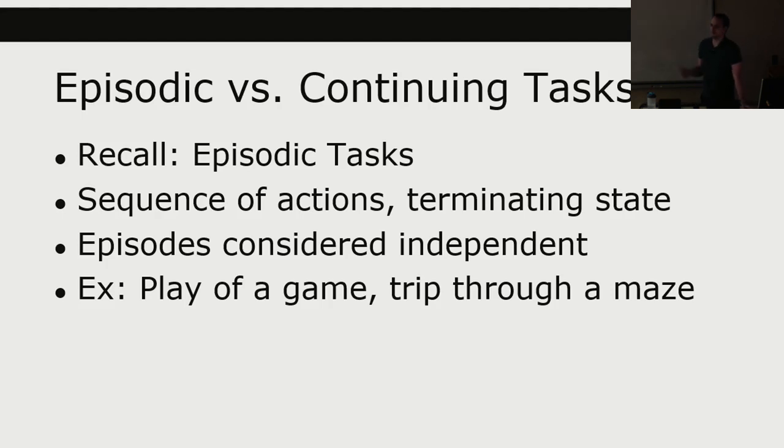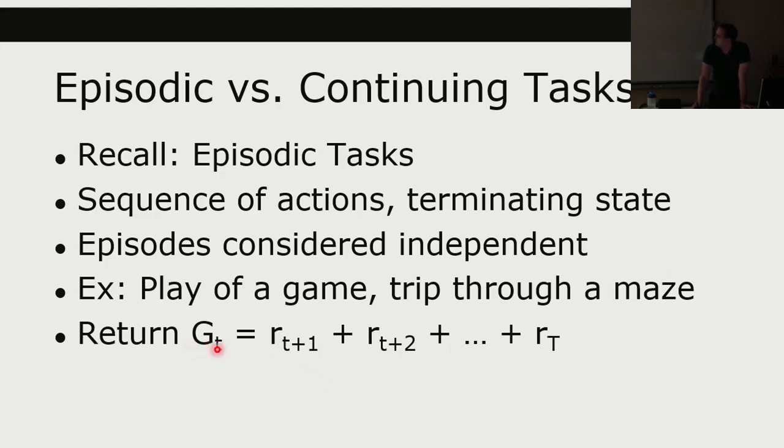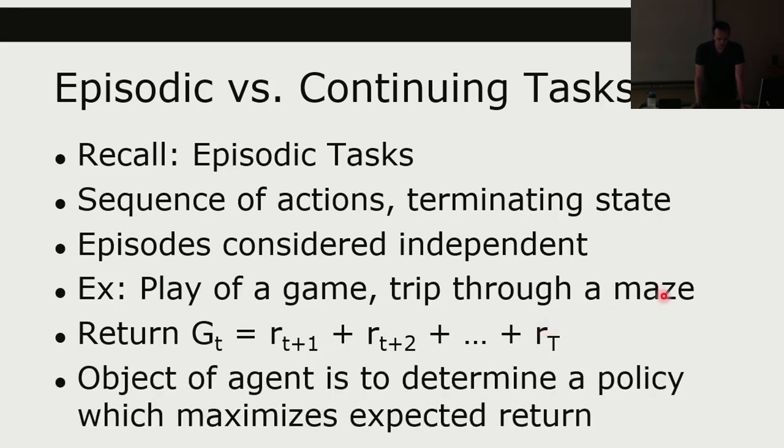Or we could think about a pathfinding example where we have one trip through a maze, I get to the goal, or maybe some time limit is reached, and then I respawn in another place, and that's another episode. The return for those episodes, without the gamma we just talked about, is G of t, which is just the sum of the future rewards up until time step t, which is the end of that episode. The end of the episode could be terminated by some goal condition being reached, or maybe a set number: if I don't reach the goal in 100 time steps, that's the end of the episode. The objective of the agent is to determine a policy which maximizes the expected return.